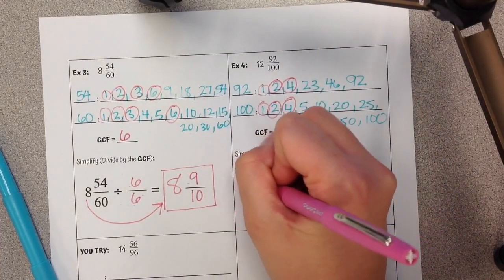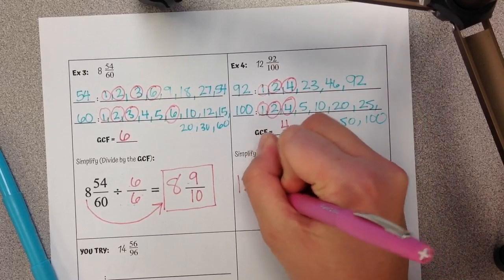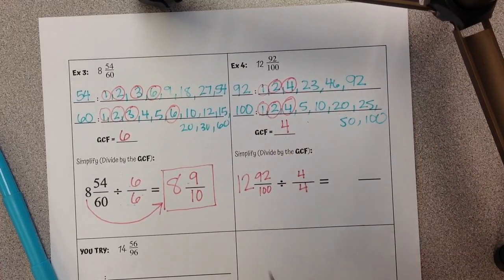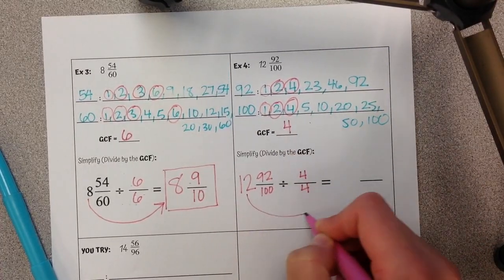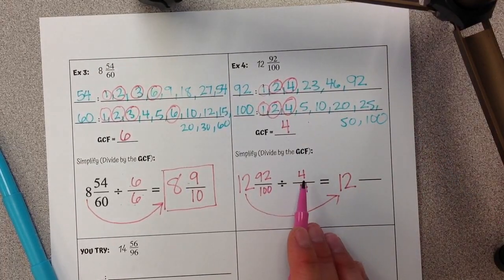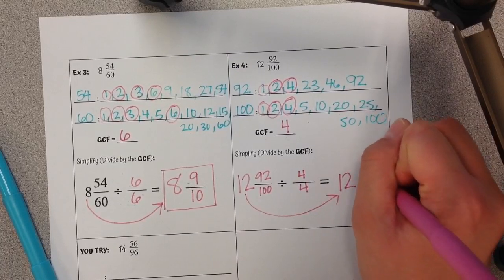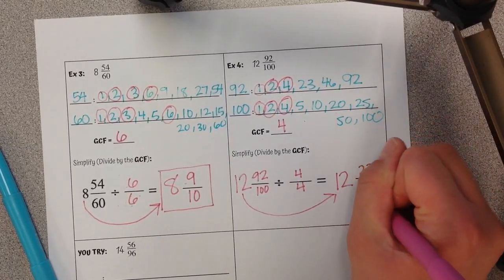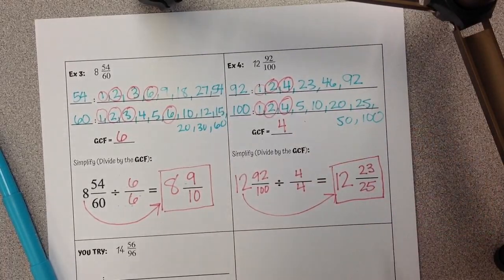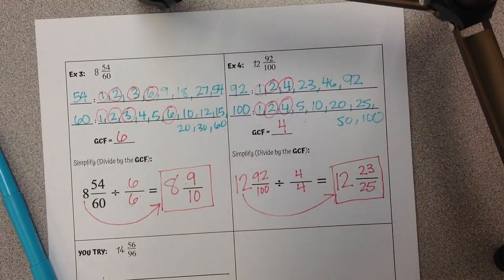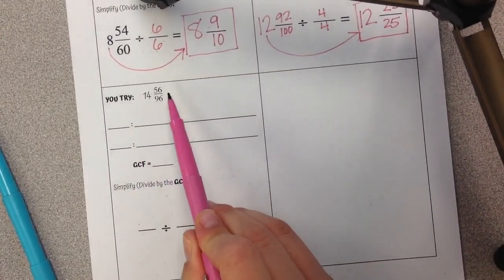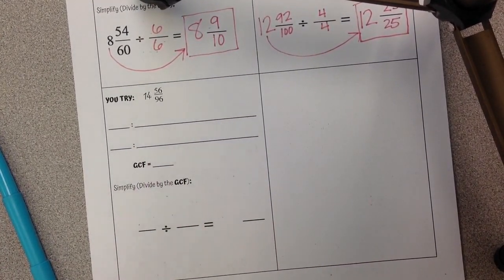Okay, so I'm going to take 12 and 92/100 divided by 4 over 4. So my whole number is going to stay the same. That just carries over. And then 92 divided by 4 is 23. And 100 divided by 4 is 25. So my simplified fraction is 23 over 25. My final answer is 12 and 23/25. Okay, so go ahead and do the U try. 14 and 56/96, and put that in simplest form.